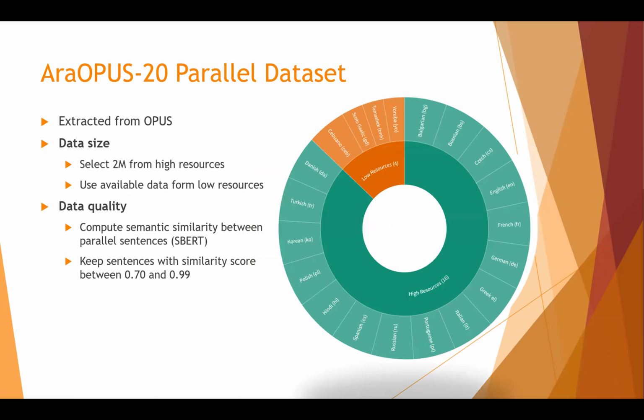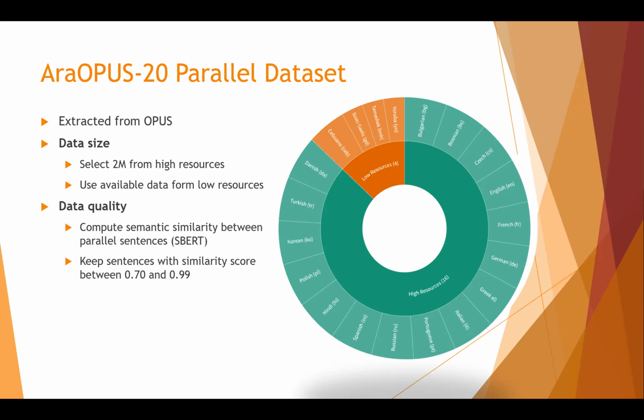So for training TURJUMAN, we created new datasets. It's called the ARA Opus 20 parallel datasets. Mainly, it's extracted from Opus data. It contains 20 languages, 16 of them higher resource languages, as you see in the graph, and it also covers low resource languages.